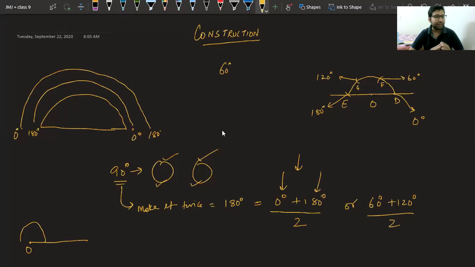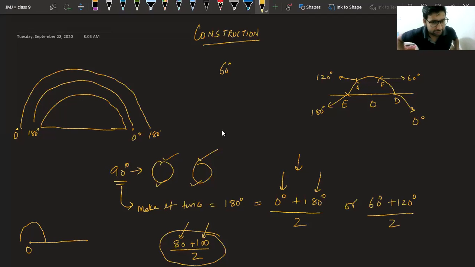Sir, 180. Very good, Vaishnav. Vaishnav is saying, sir, 80 and 100. Yes class, he is correct. He is not wrong with this. But tell me, Vaishnav, is it easy for you to draw 80 degrees and 100 degrees using a compass? Our whole requirement is to have two such angles that we can draw easily.